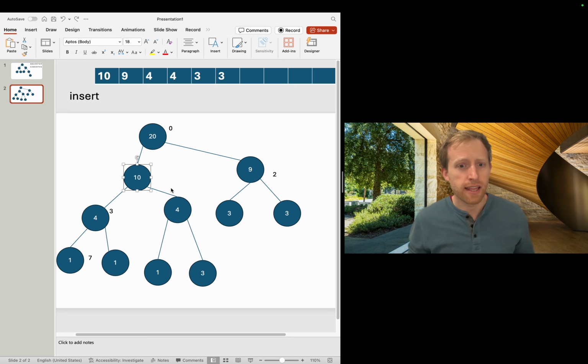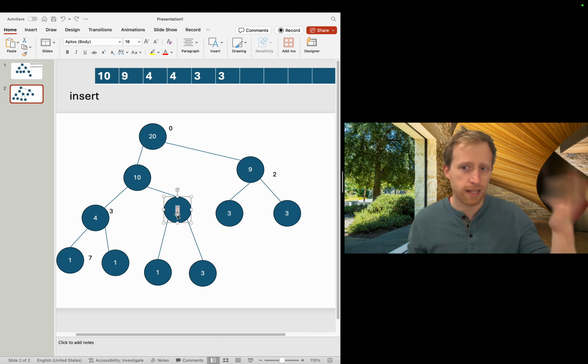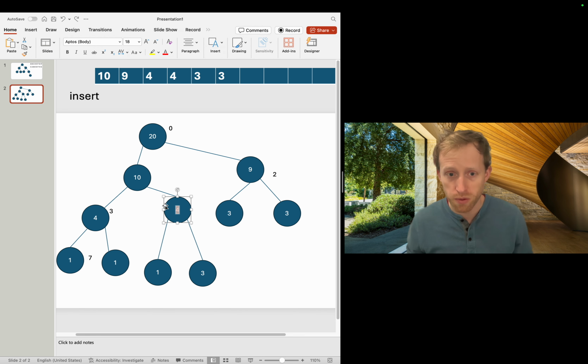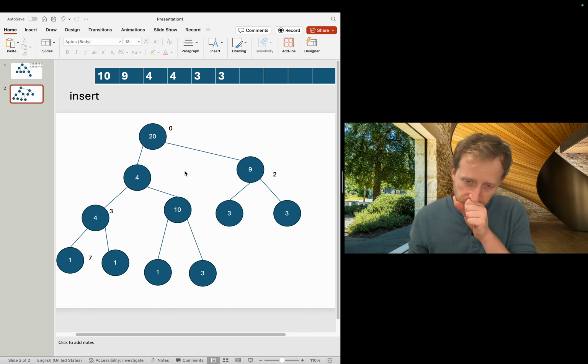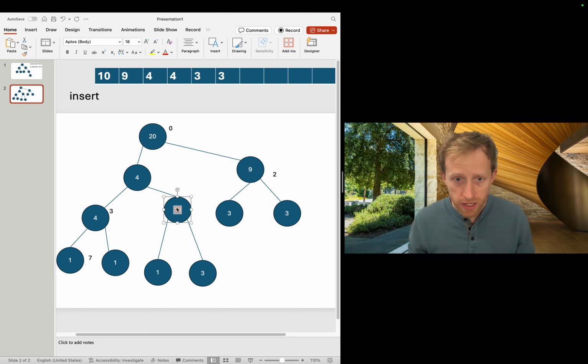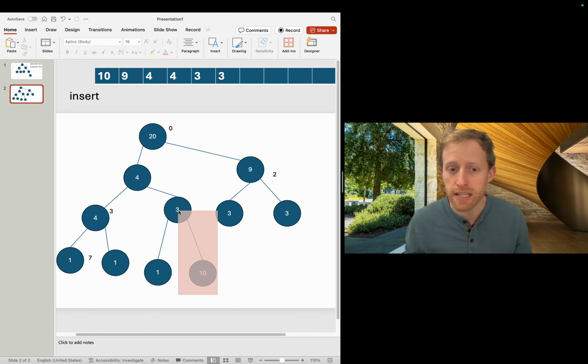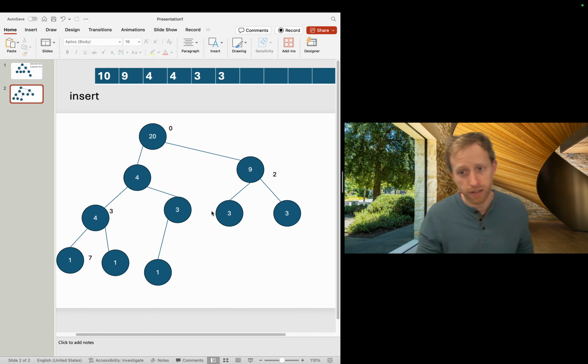So the 10 is here. What we're going to do is the same operation in reverse order. So we're going to switch the 10 and the 4. And so then we're safe. And then essentially we switch with one of the three. And it is that simple, right? And then we delete this. Now, in this case, everything is happy and healthy.